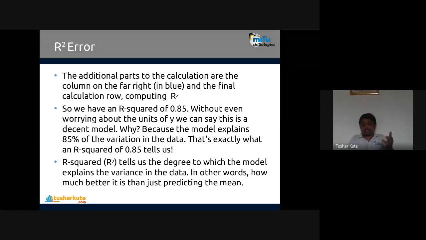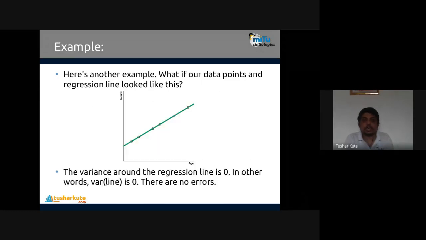Because the model explains 85% of the variation in the data, exactly, the R squared error is 85% accurate. That's what we can identify from it. See, here is another example. If our data points or regression look like this, it is a perfect fit. So the variance around the regression line is 0.